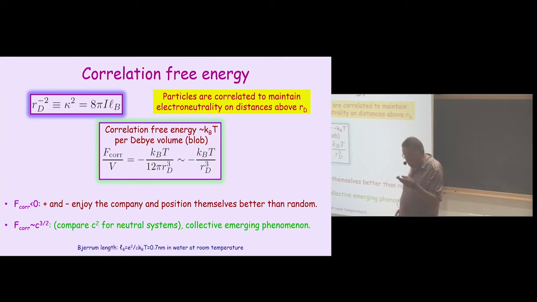It corresponds to a more favorable arrangement of charges than random. And this is roughly 1 kT per Debye blob, per Debye volume. The word Debye blob I don't think is very widely used, but we can call it Debye blob since we are in blob land.